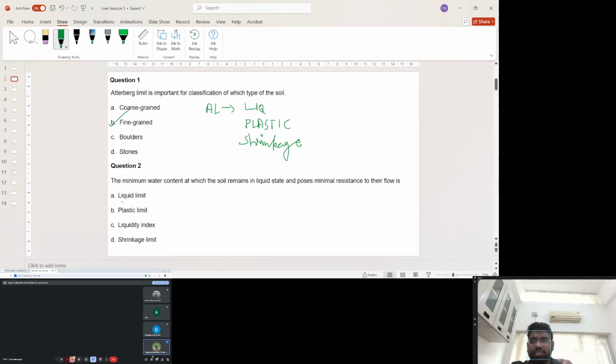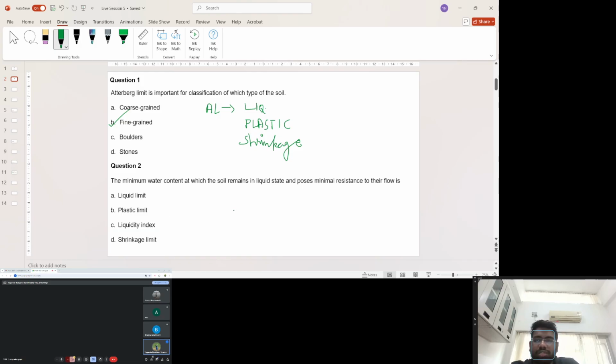And plastic limit is such that the soil starts to behave in a semi-solid manner. Liquidity index is the relative difference between the plastic limit and the liquid limit. And shrinkage limit is the border at which it exists in a completely saturated system.